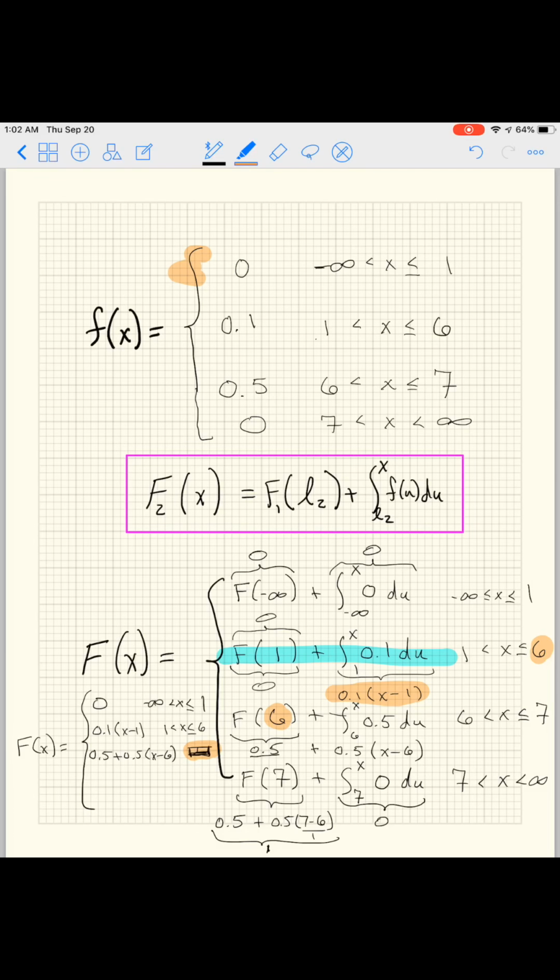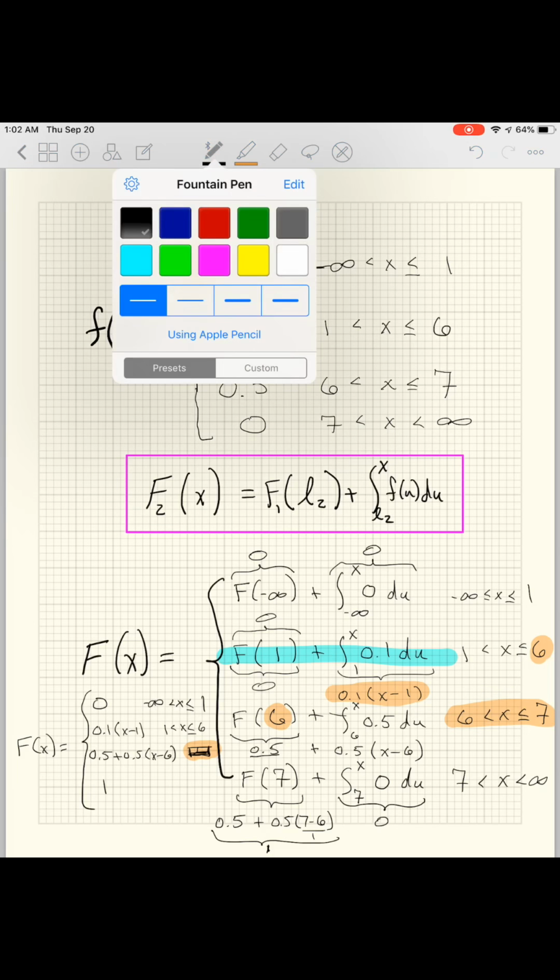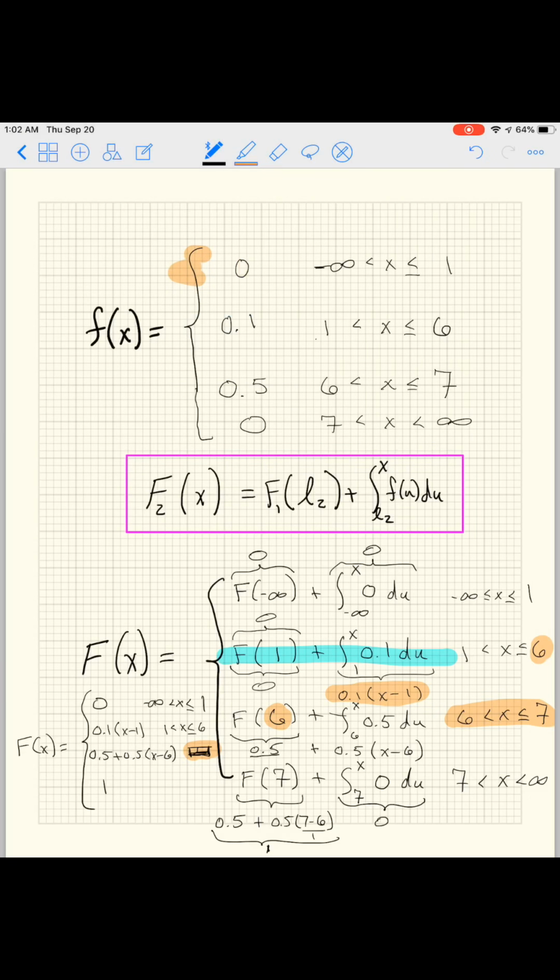So this range here corresponds to this range over here, and then finally, 1 for x greater than 7. And that's my CDF. So see, it's actually pretty easy. I didn't have to throw in a whole lot of integrals.